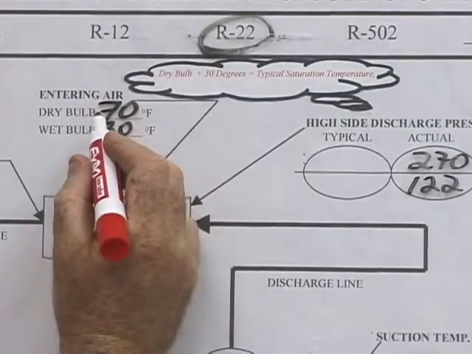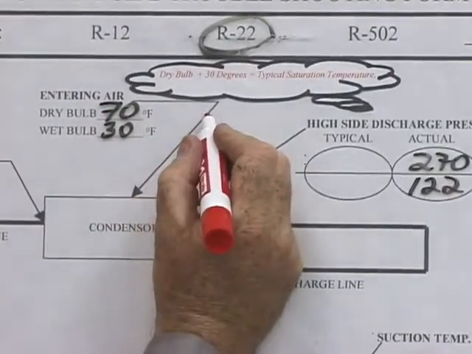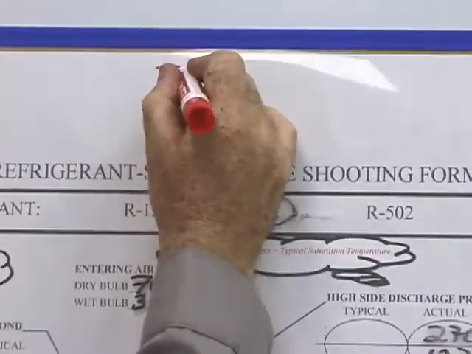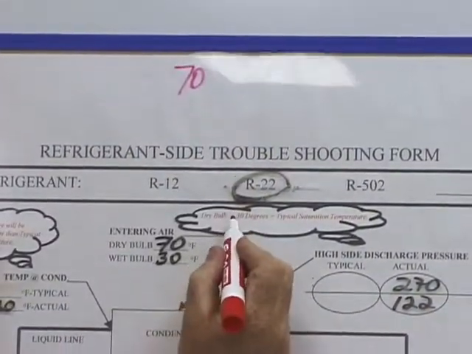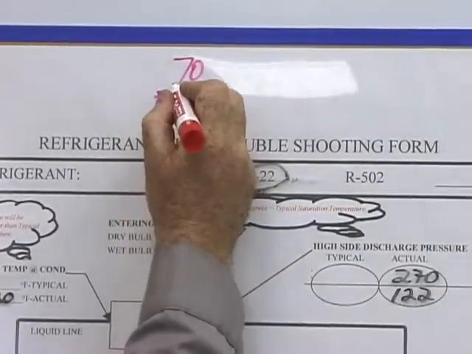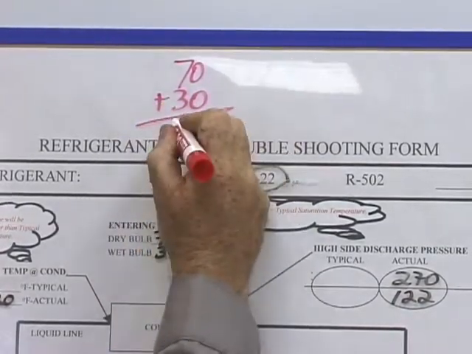So our dry bulb in this case is 70 degrees. We'll just put that up here. It says plus 30 degrees. Now that's a standard. All right.